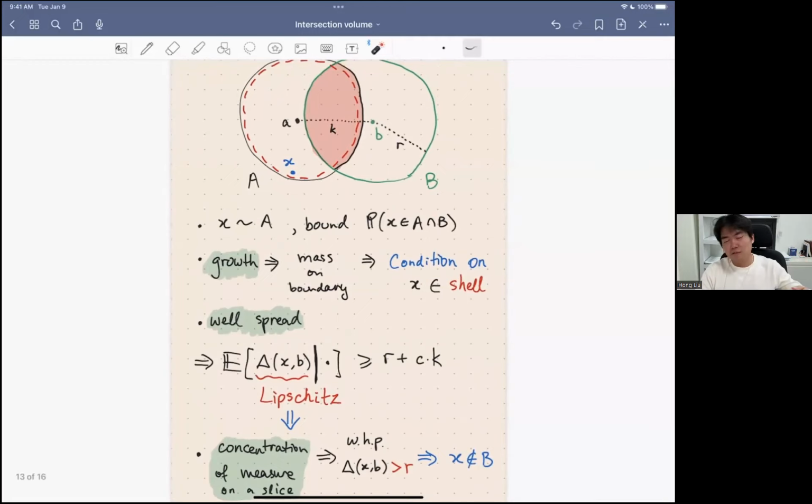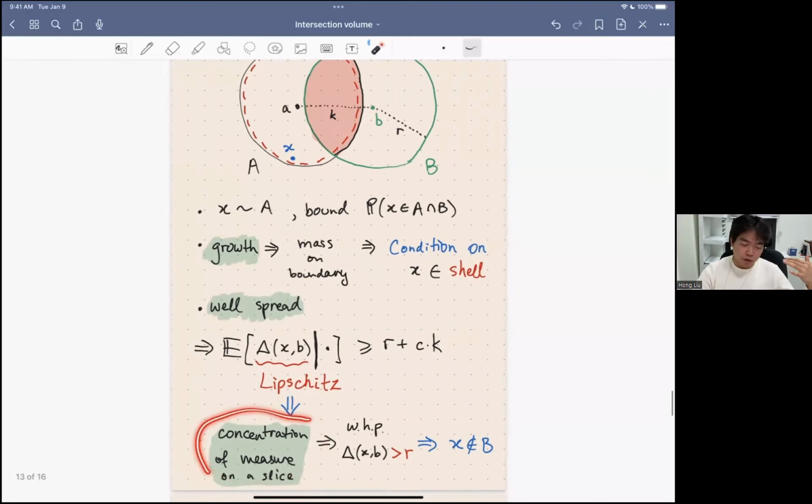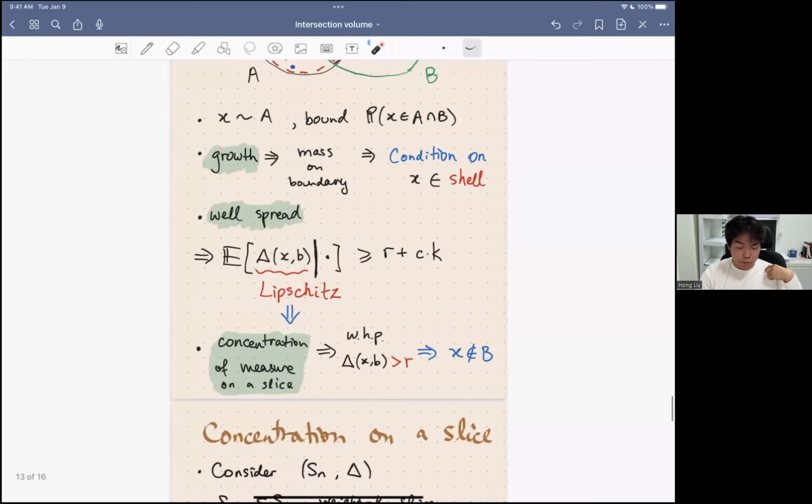Seeing these three natural conditions, you can already piece everything together to prove that, as long as you satisfy these three conditions, and as long as you have the corresponding concentration inequality on the slice, then we can prove the exponential decay of the intersection volume. So now, in the remaining time, let me give you an explicit example of such concentration of measure on the slice. Let me take one that we proved.